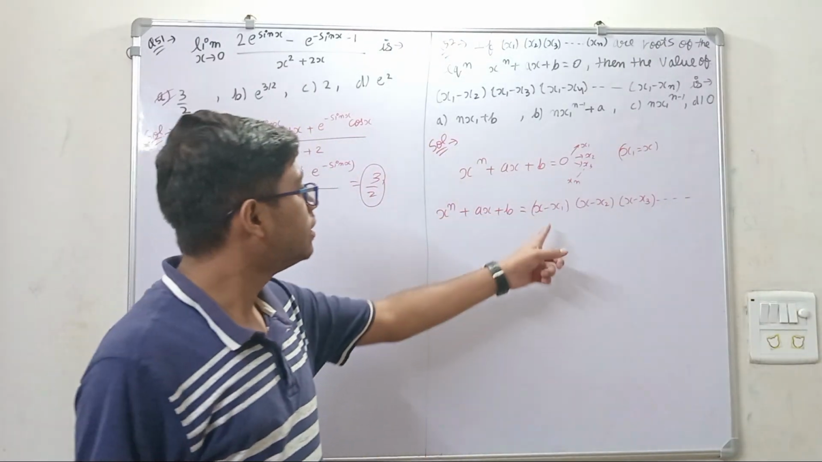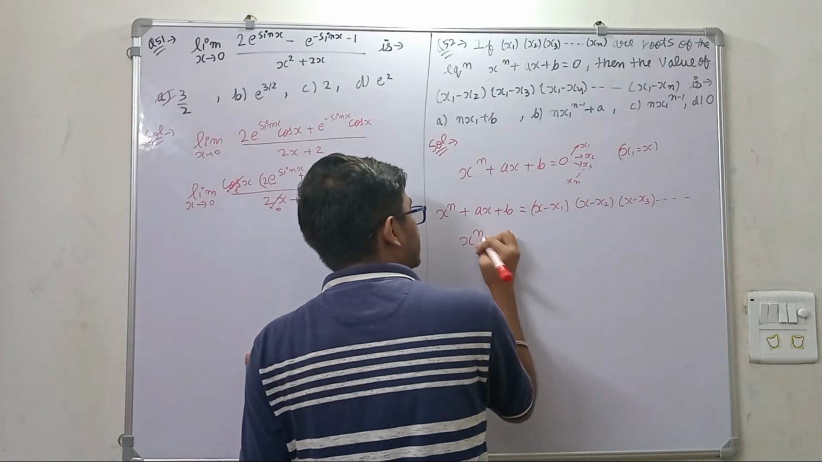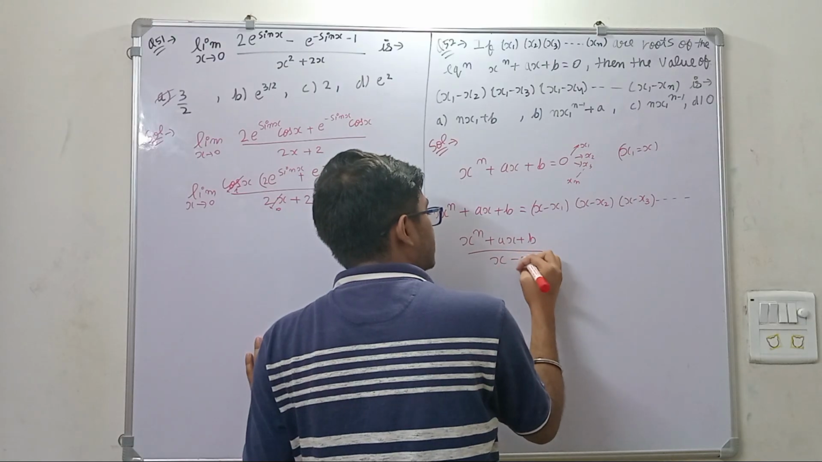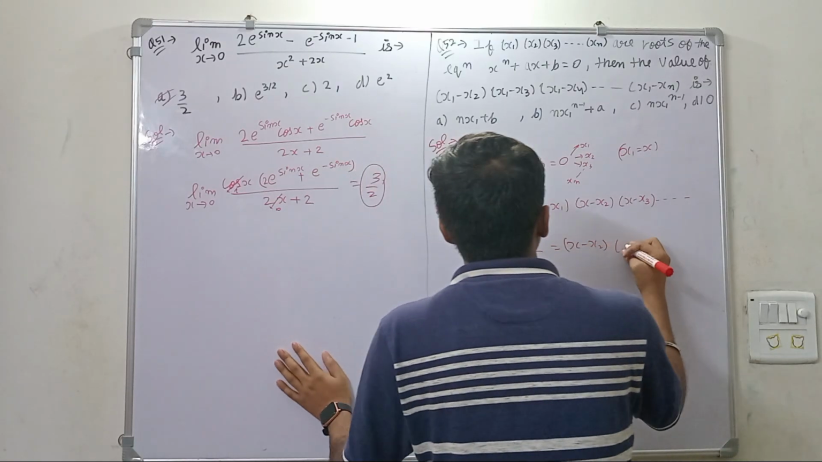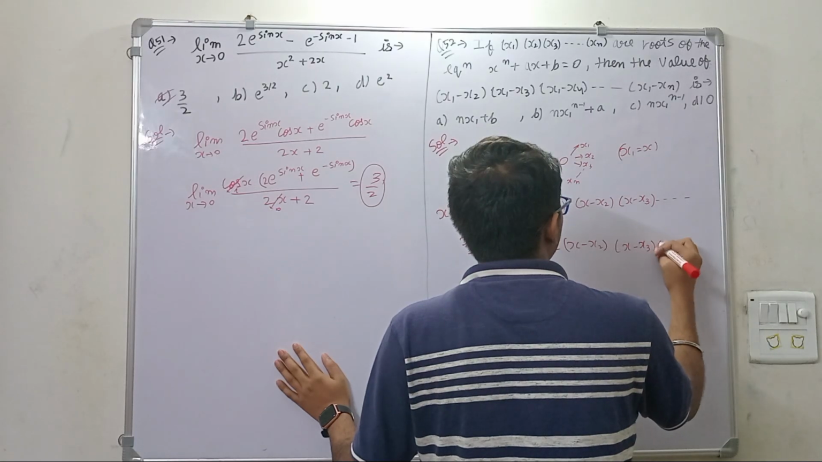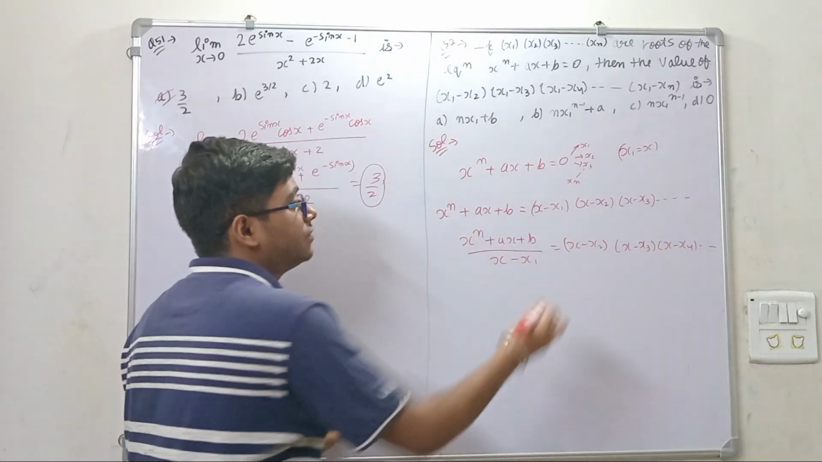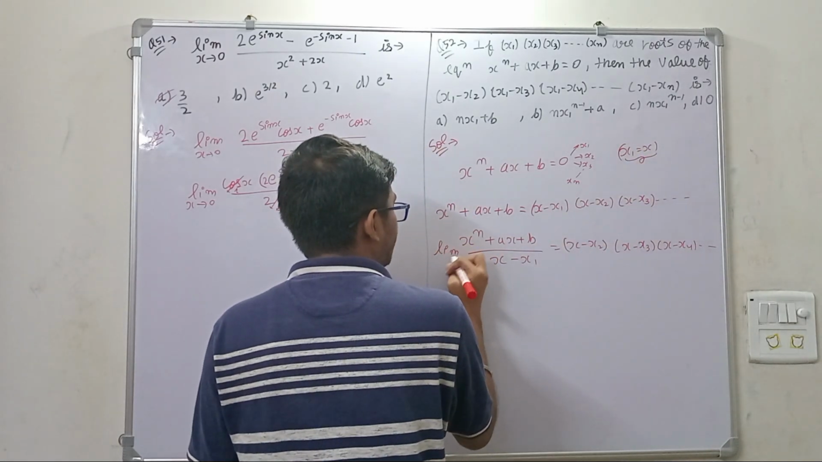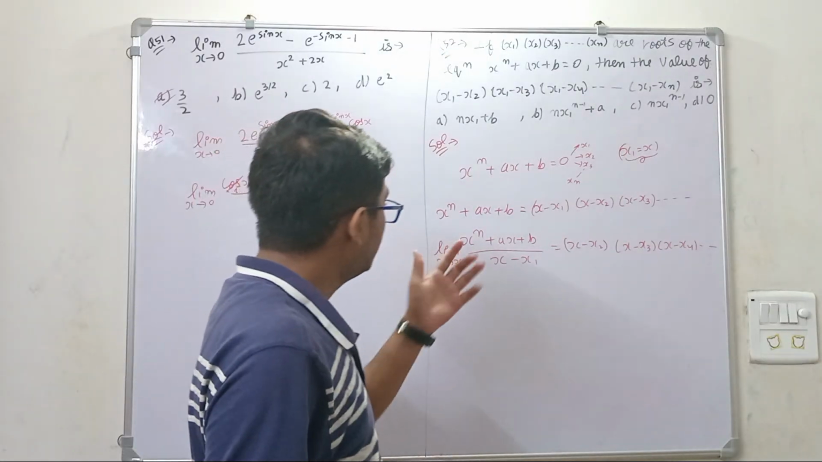Now just take this to the denominator: the polynomial Cx to the power n plus ax plus b upon x minus x1, x minus x2, x minus x3, x minus x4, and so on. Now x was what? x1, meaning the limit of x tending to x1. Now you will apply the L'Hopital rule there.